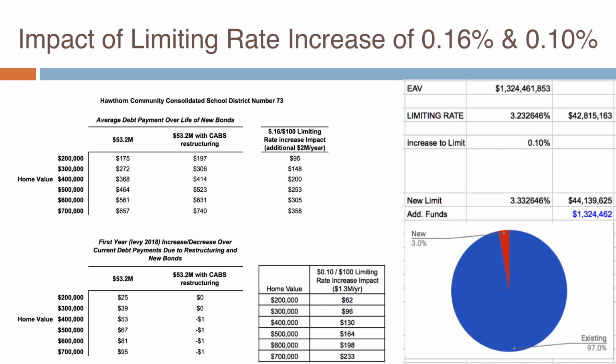The EAV being $1.3 billion. Our current limiting rate in the 2017 tax levy year was 3.23%. As an example, if we increase that by 0.1%, then the resulting new funds would allow for $1.3 million. Now, the estimated impact to varying homes are shown in the bottom table, at the bottom center of this slide. So for a home valued at $200,000, the cost impact is $62. For a $300,000 home, the cost impact is $96.